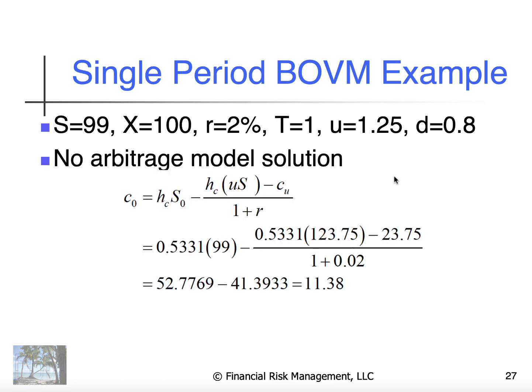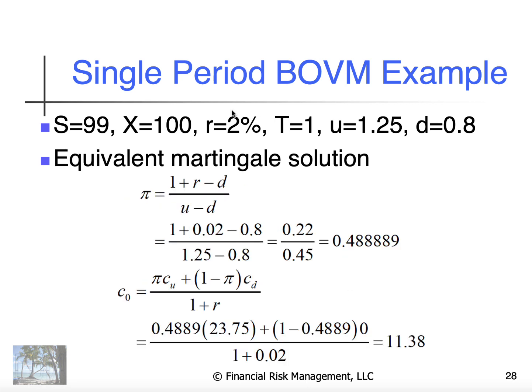0.5331. Based on these numbers, we can compute the theoretical value of the call as $11.38. And if we use the equivalent martingale measure approach, we get exactly the same number.